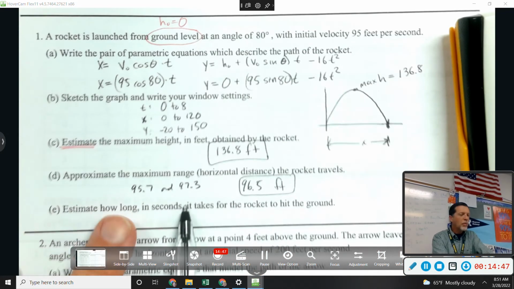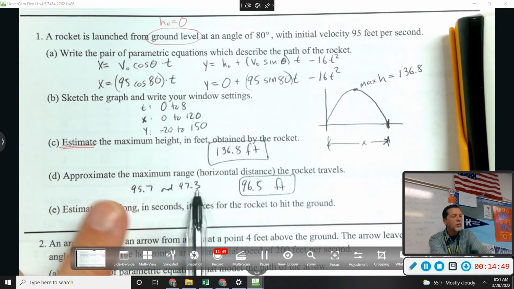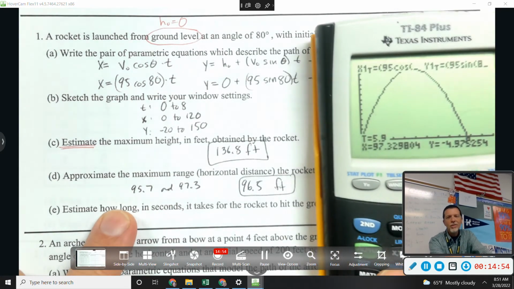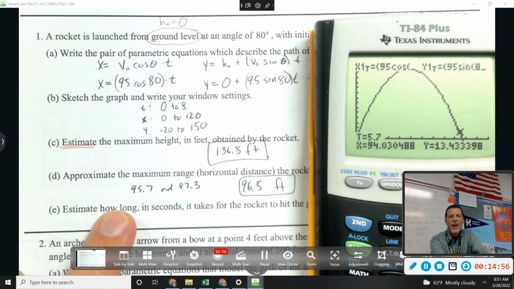I think my key would probably say anything between those two, because if you pick something less than 95.7, then technically you messed up on the graph. You could have gotten closer. So it's somewhere in between there.